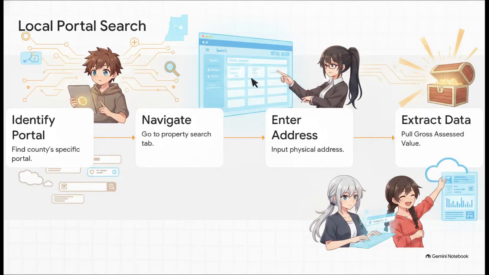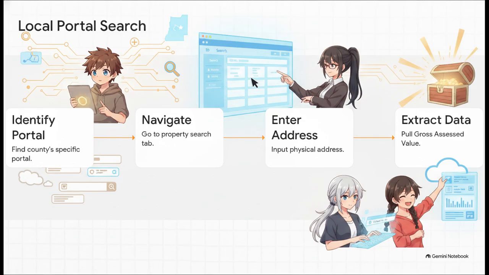We are now firmly in the execution phase. When you're using local systems like Beacon, which, by the way, quietly processes over 5 million information requests every single year, the process is super straightforward. Step 1, just identify your county-specific portal via a quick web search. Step 2, navigate to the Property Search tab. Step 3, enter the physical address. And Step 4, pull up your property record card so you can extract your gross assessed value and tax history.